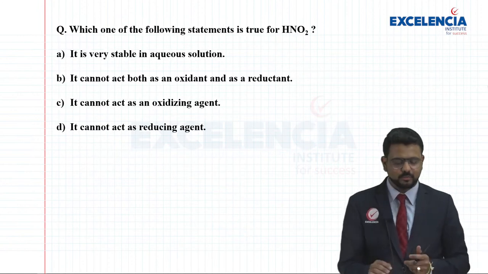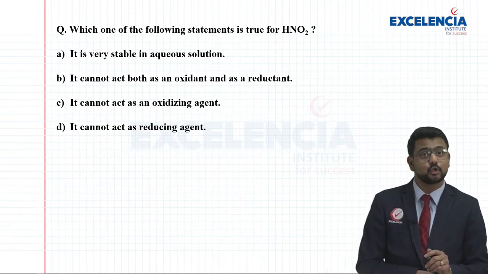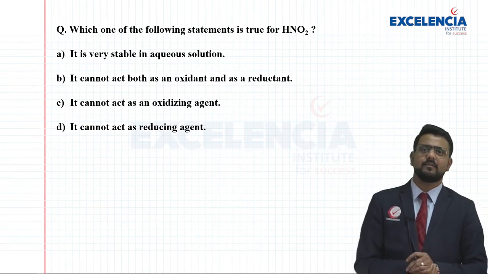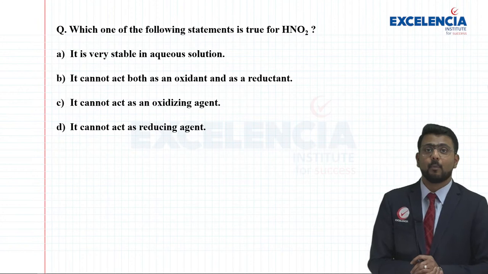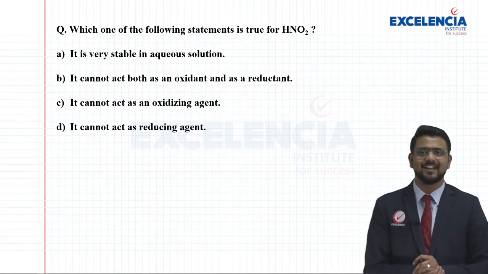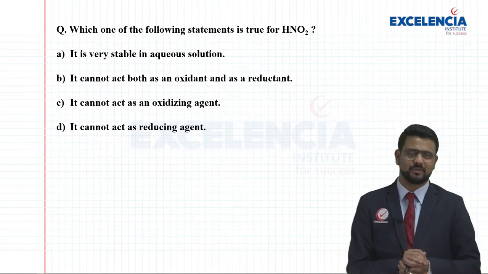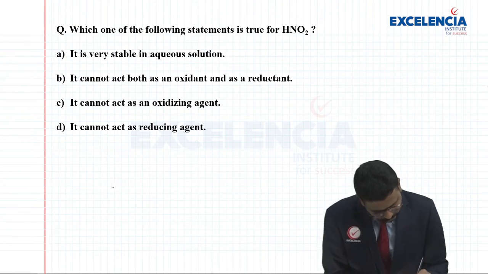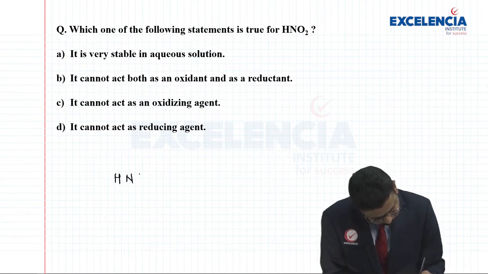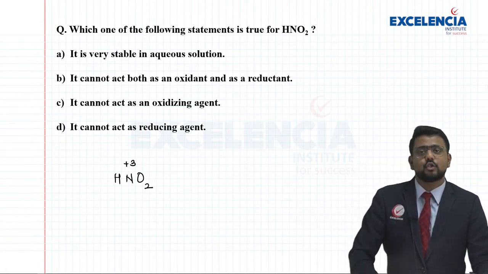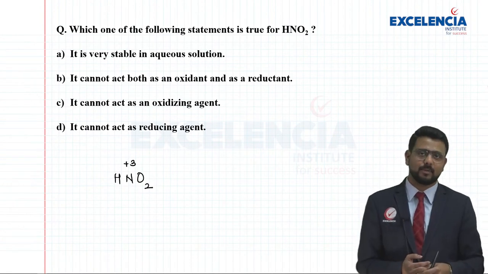So the next question here is, which of the following is true for HNO2? It is very stable in aqueous solution. It cannot act as both oxidant as well as reductant. It cannot act as an oxidizing agent, and finally, it cannot act as a reducing agent. Now, when we consider HNO2 here, if you notice, the oxidation state of nitrogen is going to be +3, okay? Now, nitrogen can show a maximum possible oxidation state of +5, right?